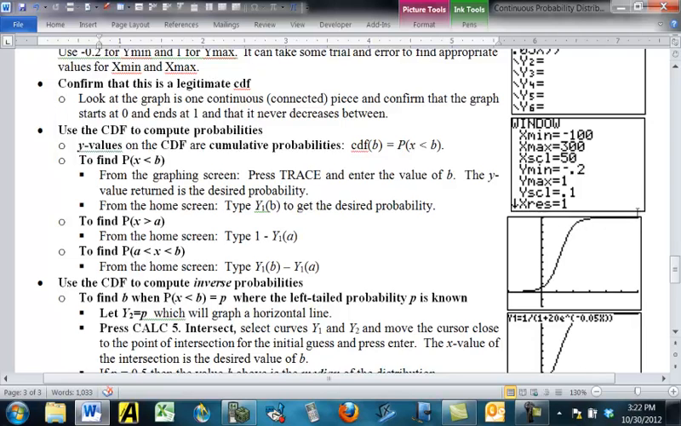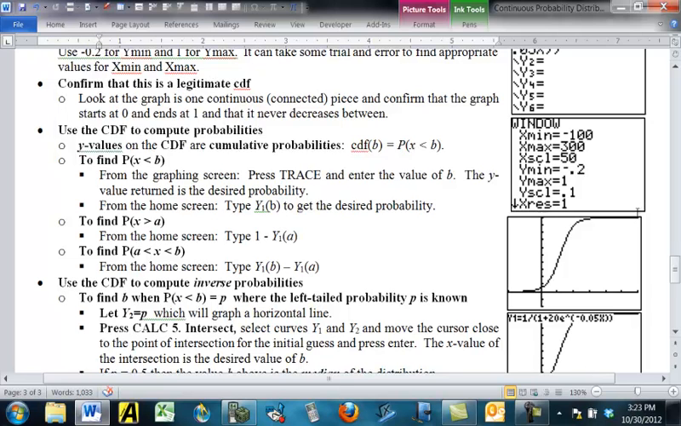Now in this particular one, it actually has an asymptote of 1 on the right and an asymptote of 0 on the left. So the graph never actually hits 0 or 1, but it approaches those values as you go way out to the left or right. Okay, and that can happen if we have one of these that goes on to infinity. So that looks like a legitimate CDF. Looks good.